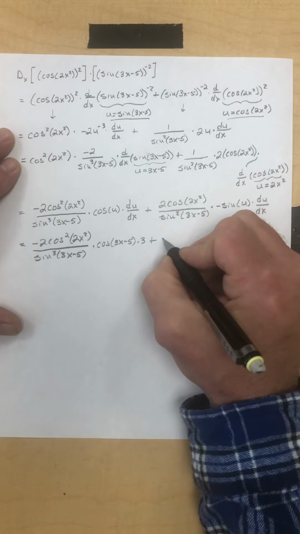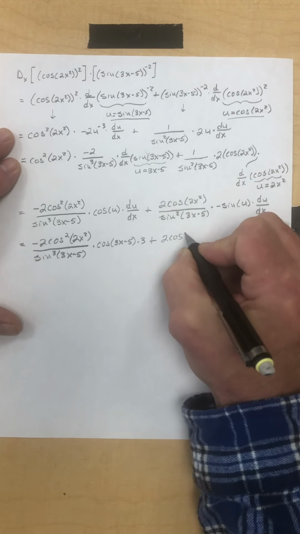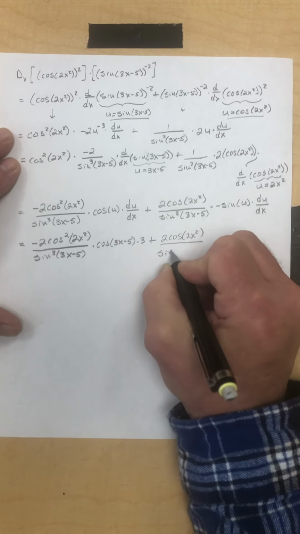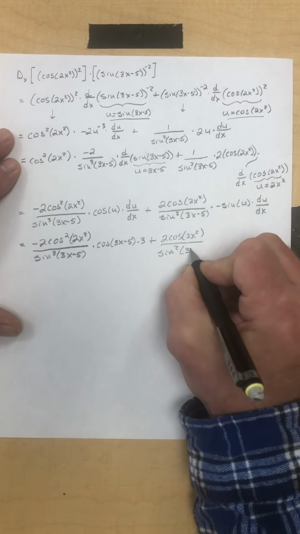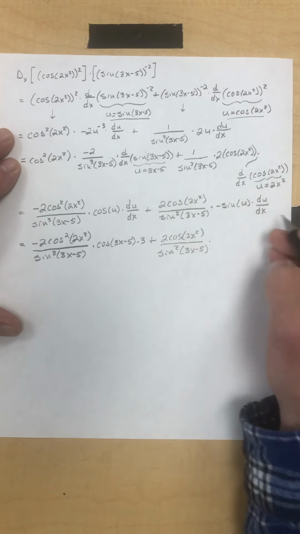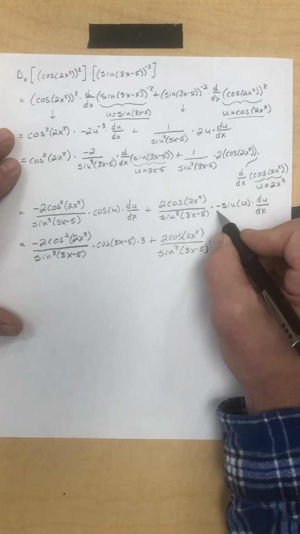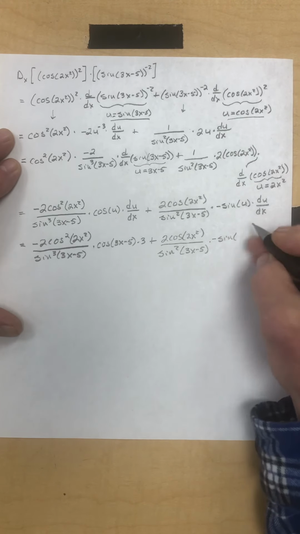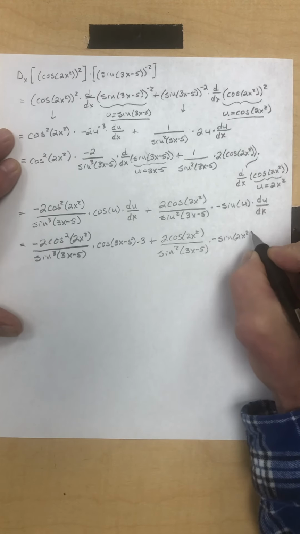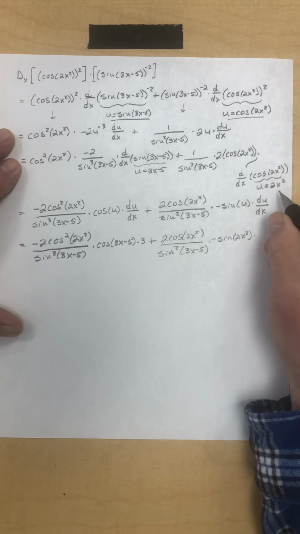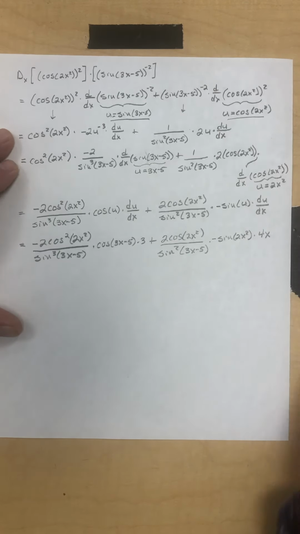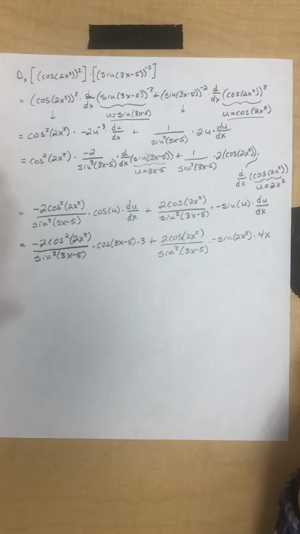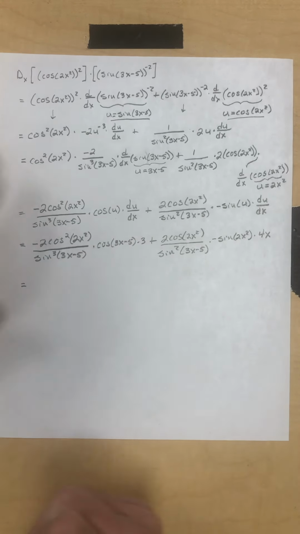Okay, so over here we have 2 cosine of 2x squared over sine squared of 3x minus 5 times, okay, the sine of u, or I'm sorry, the opposite of the sine of u. So I get the opposite of the sine of 2x squared times the derivative of u. Well, the derivative of 2x squared is 4x. Okay, so I'm completely done doing derivatives. Now it's just how much can I clean this guy up? We don't know yet.